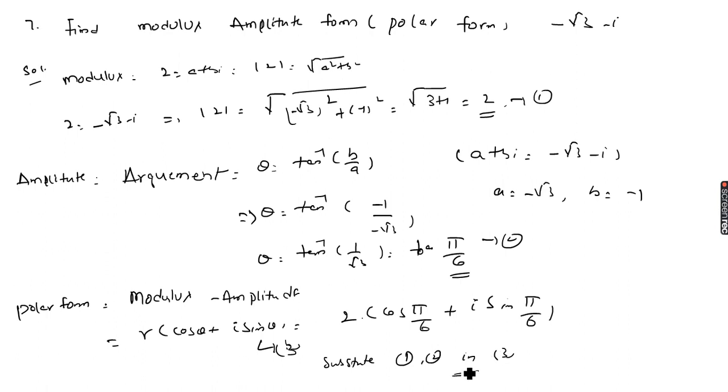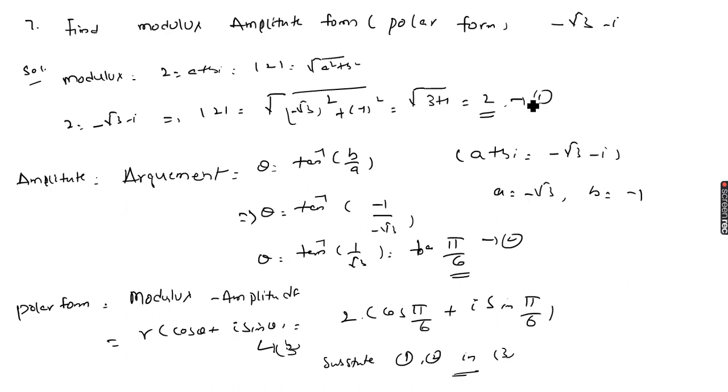Here the main question is we need to find the modulus amplitude form, which is the polar form, of minus root 3 minus i. Here the modulus is mod z, for z equal to a plus bi, root of a square plus b square, and we simplify, mod z equal to 2. Next, amplitude is the same as the argument. The formula is theta equal to tan inverse of b by a. We compare a plus bi with minus root 3 minus i, from that a equal to minus root 3 and b equal to minus 1. And we simplify, we get pi by 6.